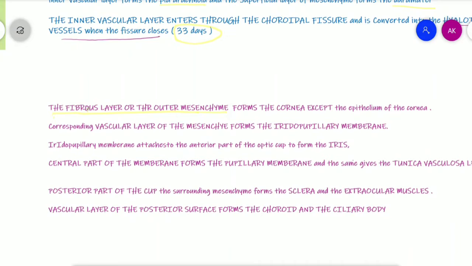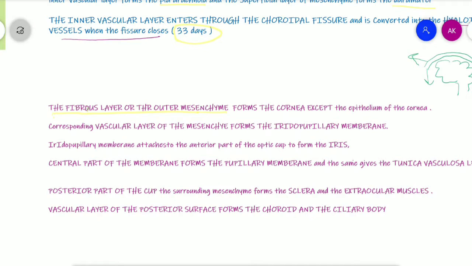We already know that it is forming one important structure, that is dura mater, because we know that in the brain, the meninge which is present outside is the dura mater. So dura mater will be formed from the outer mesenchyme, and the meninges which are present inside are the pia mater and the arachnoid. So they will be formed from the inner layer of mesenchyme. So I think that part is very clear, that the dura mater will be formed from the fibrous layer of the mesenchyme.